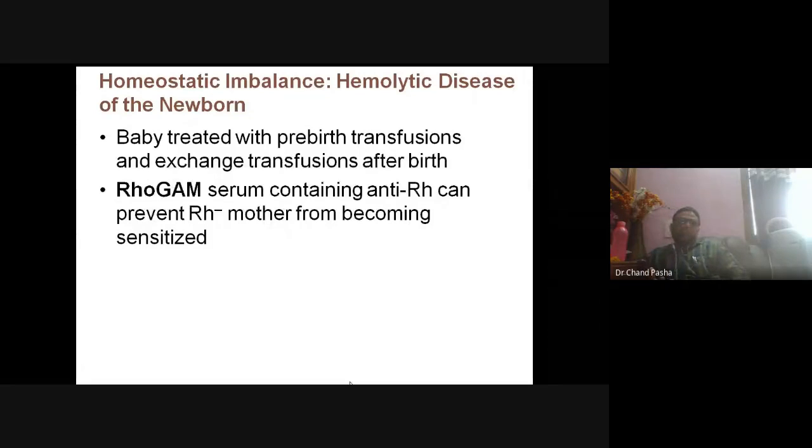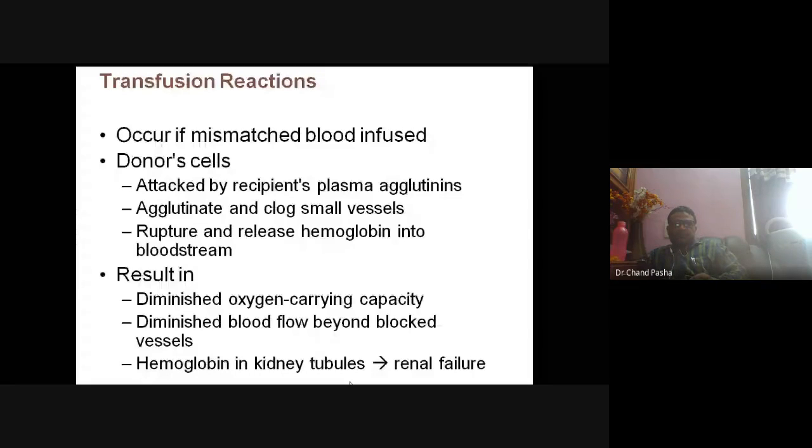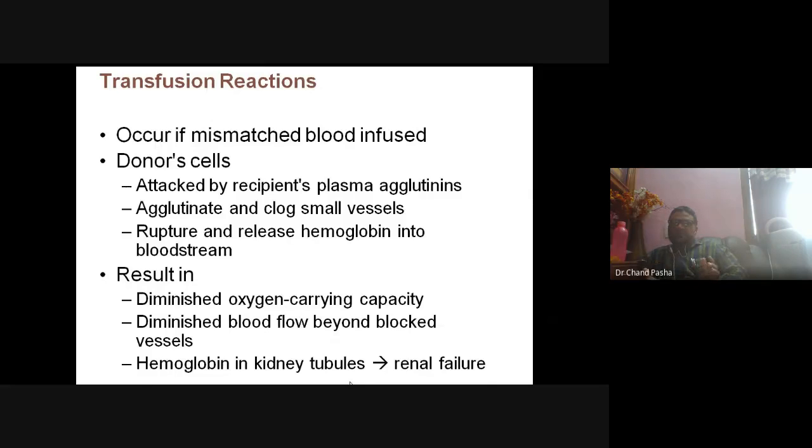I told you, you need to give an injection to the mother once if the baby is positive and the mother is negative. And transfusion reactions occur if mismatched blood is given. If you are injecting donor cells, they are attacked by the recipient plasma agglutinins, then agglutinate and clot small vessels, rupture and release the hemoglobin into the bloodstream. This results in decreased oxygen carrying capacity, and decreased blood flow beyond the blocked vessels, hemoglobin in kidney tubules and renal failure. Several complications are there if you are not doing the transfusion properly.